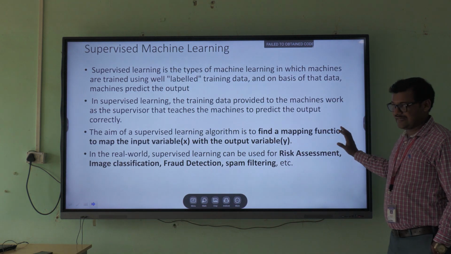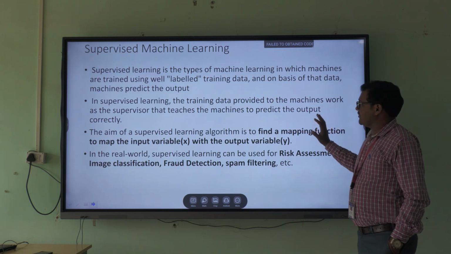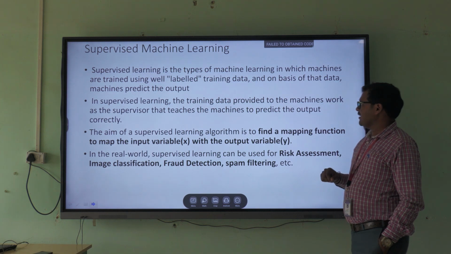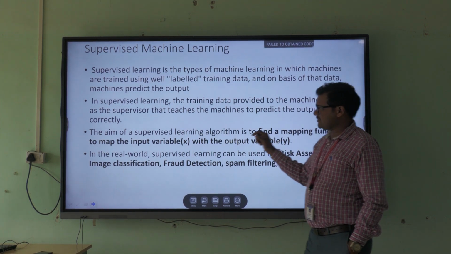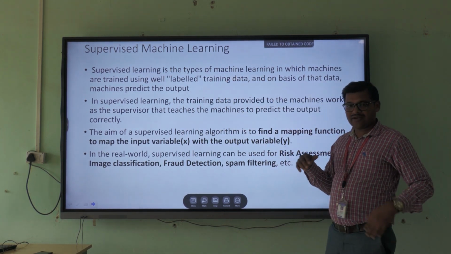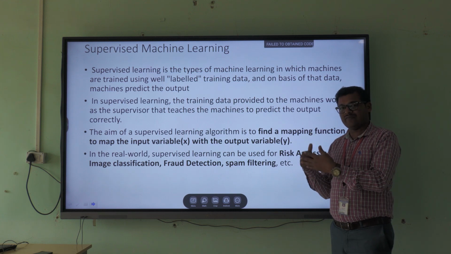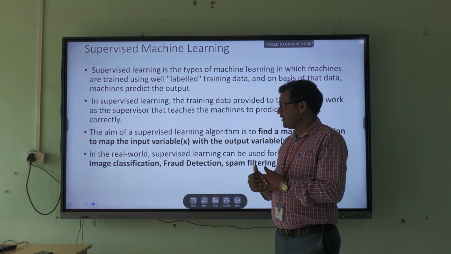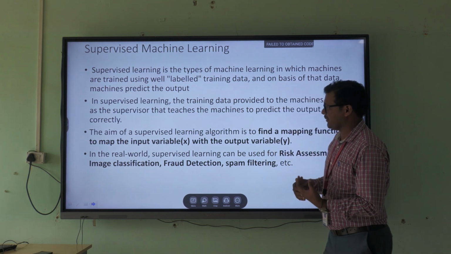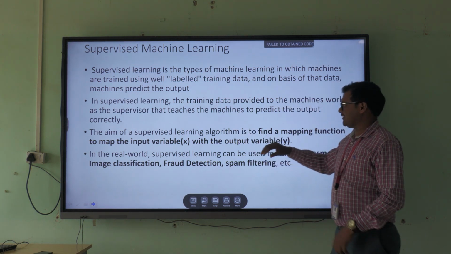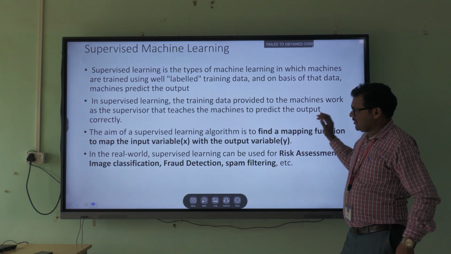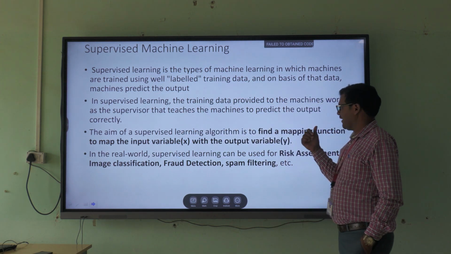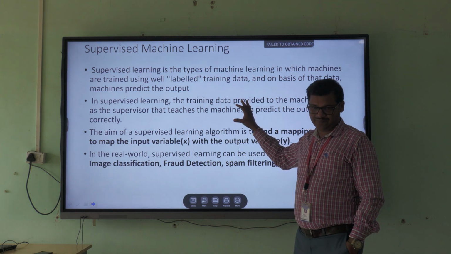In supervised learning, machines are trained using well-labeled training data, and on the basis of that data the machines predict the output. We already know some data, which will be used to train the model. Once we train the model, we can use that model to predict. In supervised learning, the training data provided to the machines works as the supervisor that teaches the machines to predict the output correctly.